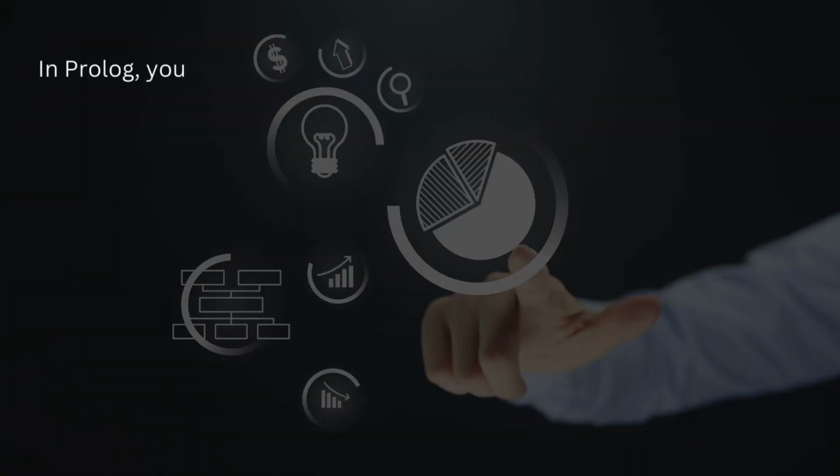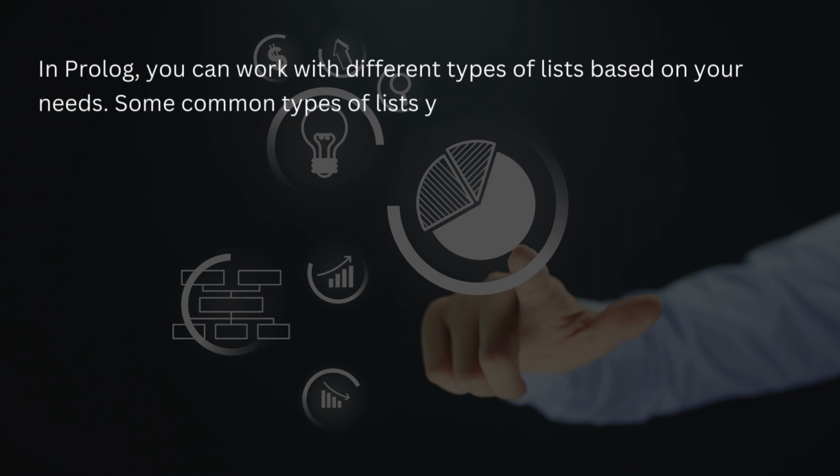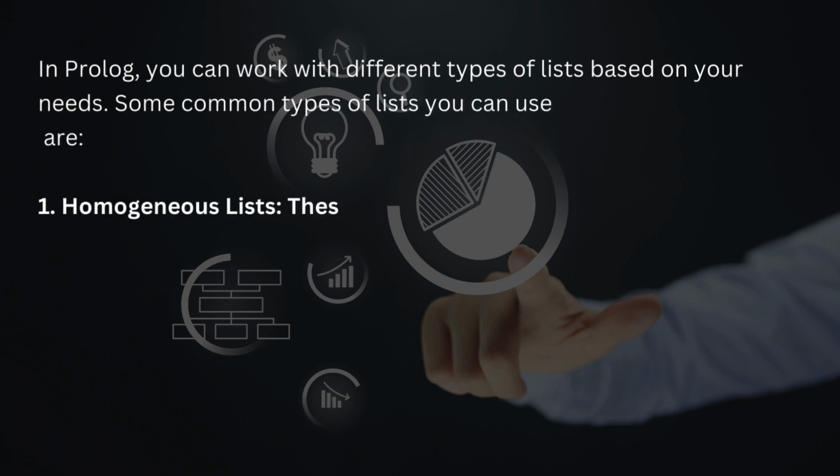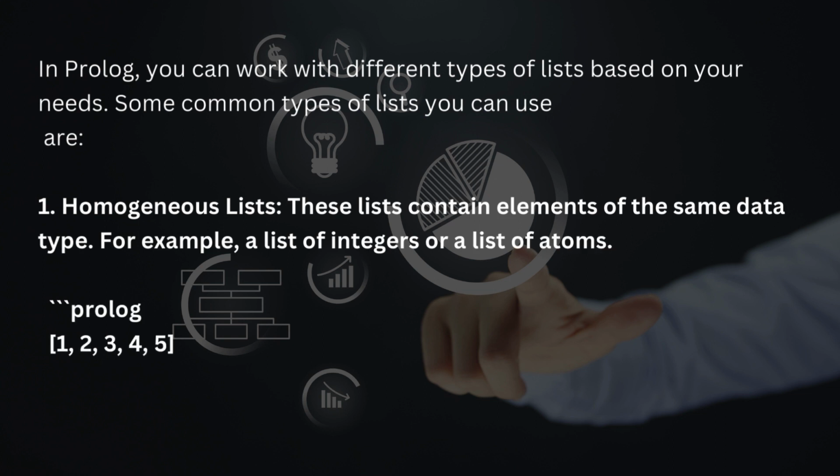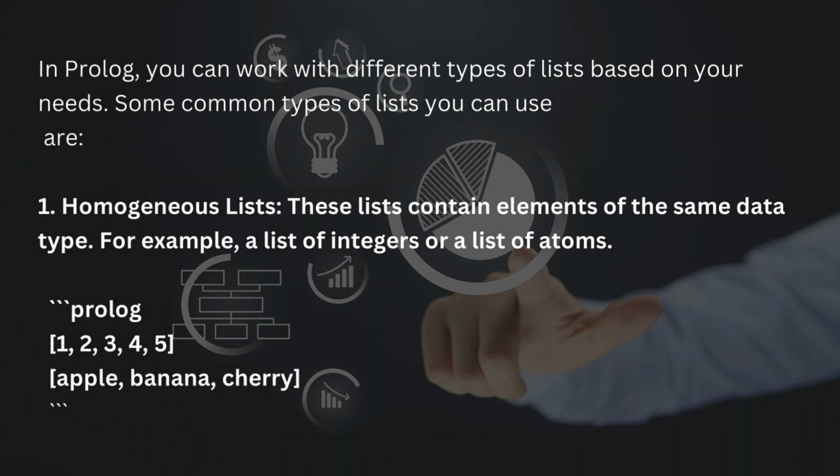In Prolog, you can work with different types of lists based on your needs. Here are some common types of lists you can use. First, the homogeneous list. This list contains elements of the same data type, for example, a list of integers or a list of atoms. So, in Prolog, how can you write it? You have a list of [1,2,3,4,5] and [apple, banana, cherry]. So, this is a homogeneous type of list.